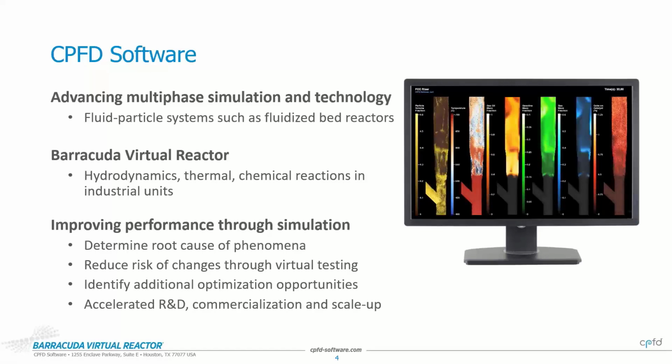These are often industrial units that operate 24/7 for quite possibly years on end. And so for operating units, looking inside, determining the root cause of phenomena and underperformance, being able to reduce the risk of making any changes through virtual testing, and invariably, as you're looking at the software results, other ideas come to mind. Additional optimization opportunities are identified. And for those of you developing new technology, Barracuda Virtual Reactor is used to accelerate and broaden that R&D, and then quickly commercialize and scale up and communicate the merits of your technology to customers, to partners, and others. So that's who we are.